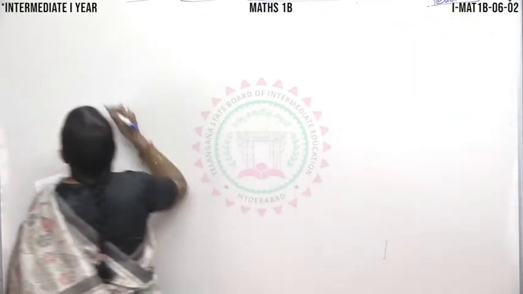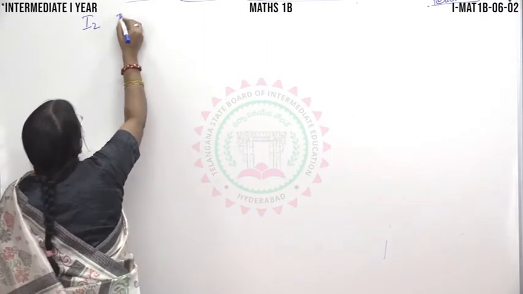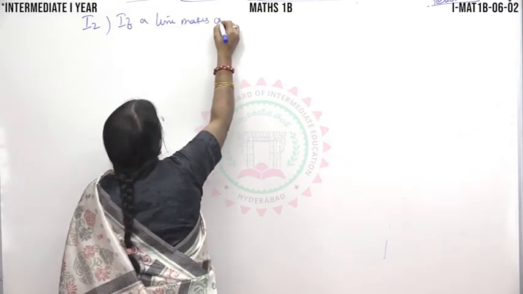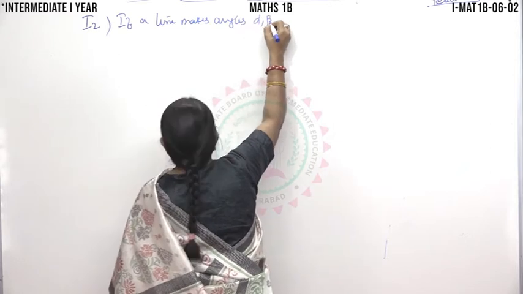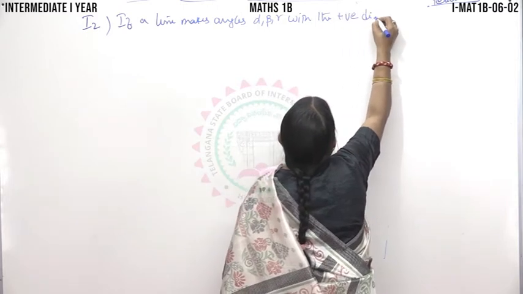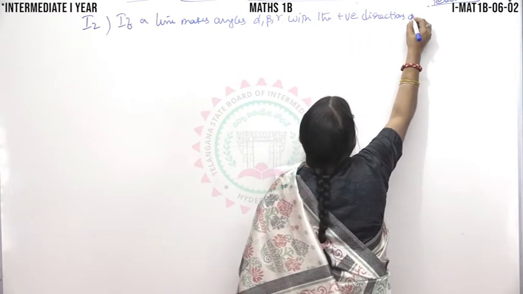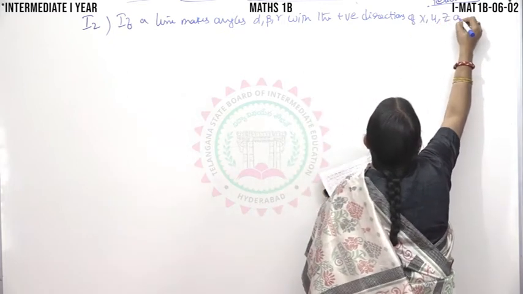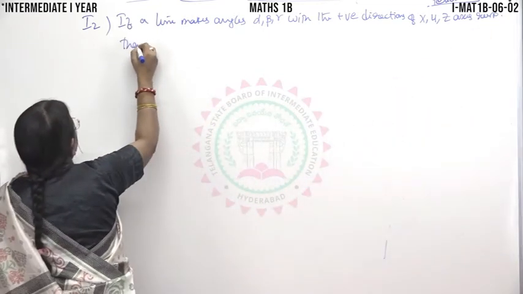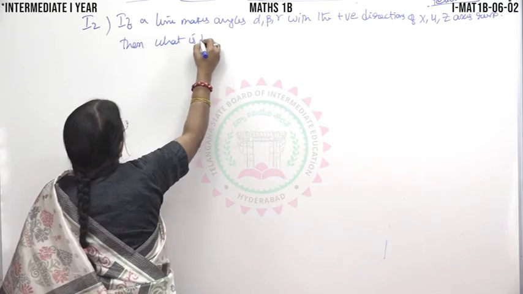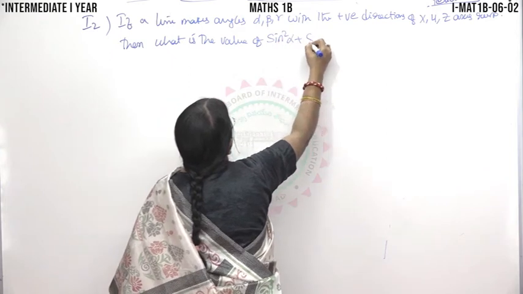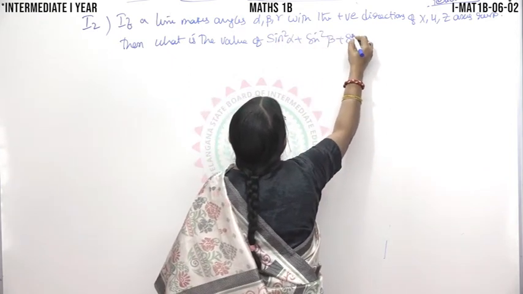Yes, first section, second problem. This is again very important for 2 marks. If a line makes angles alpha, beta, gamma with the positive directions of x, y, z axis respectively, then what is the value of sine square alpha plus sine square beta plus sine square gamma?